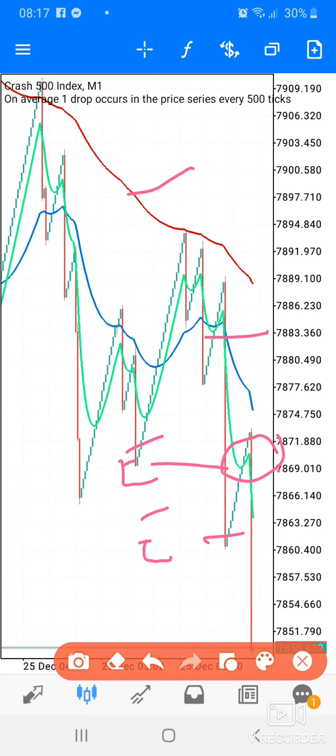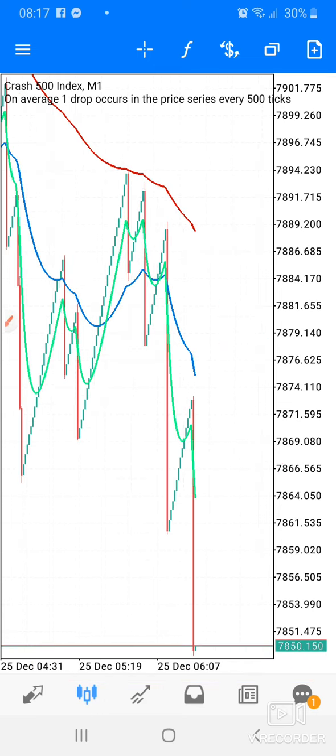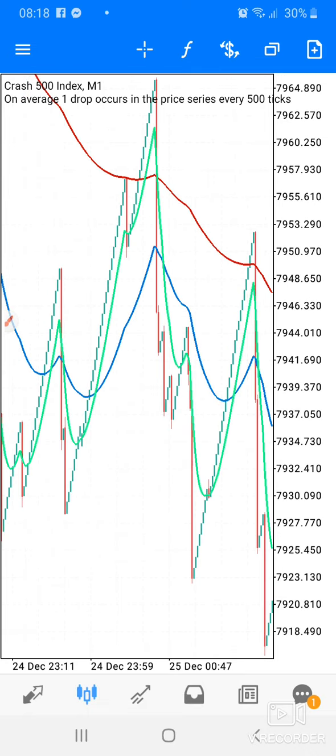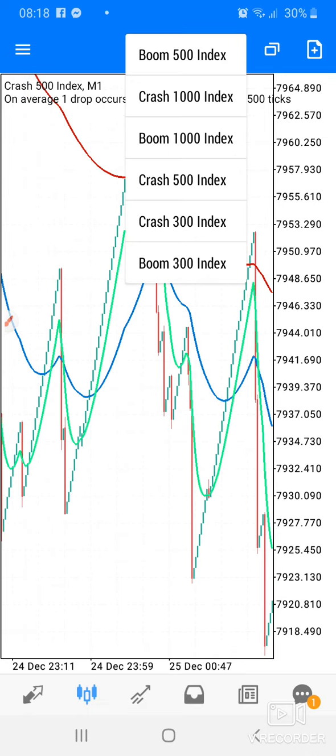So this is what you can do to catch spikes using these moving averages. This strategy is very, very powerful. I wanted to do a live demonstration where I clearly show you guys how you can use these moving averages. Okay, so that's it. Let's look for an example in Boom.